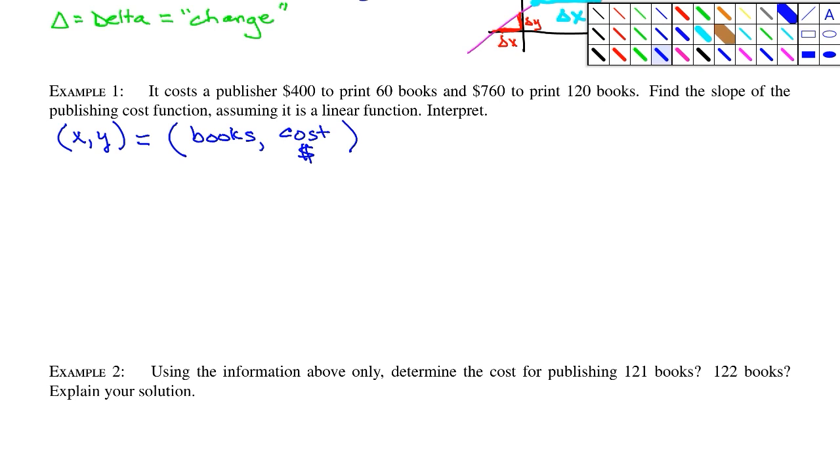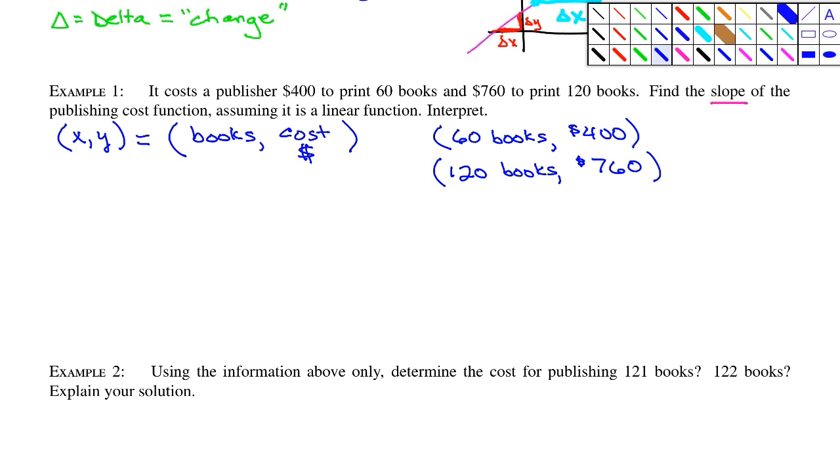So the 2 points that are given to us in this problem are (60 books, $400) and (120 books, $760). And now we want to find the slope for this publishing cost function and then interpret what that means. So I'm going to use our formula. m is equal to delta y over delta x.